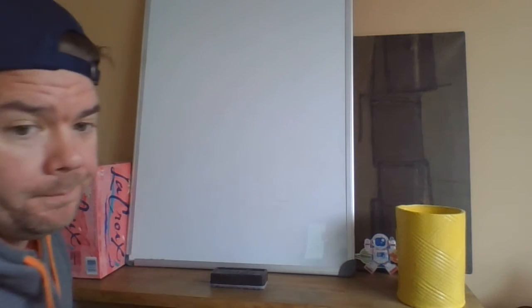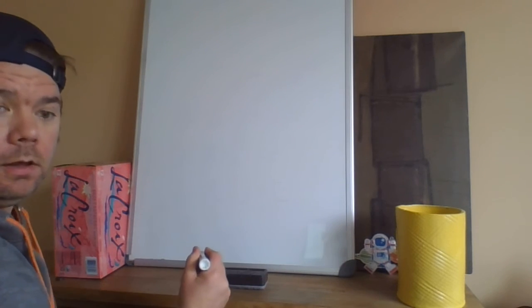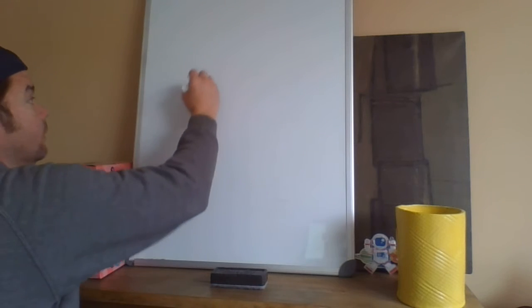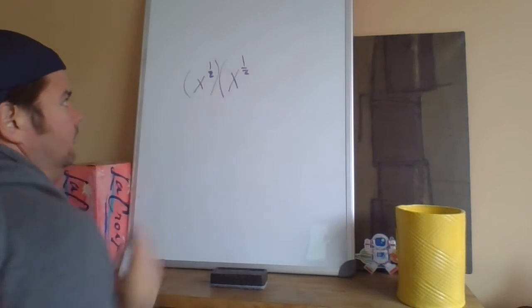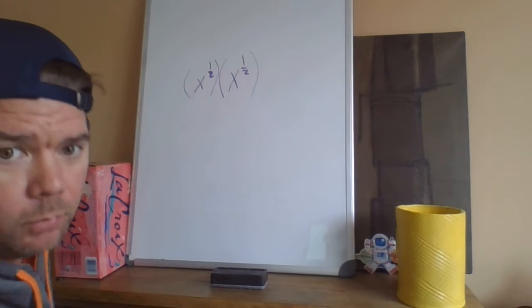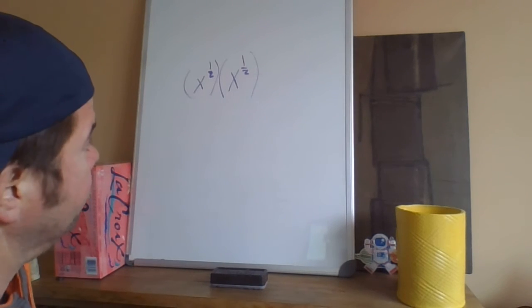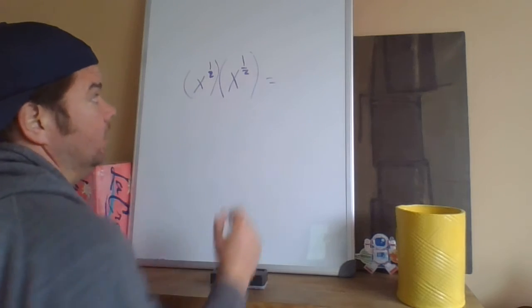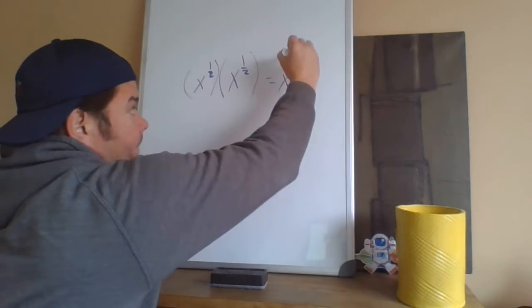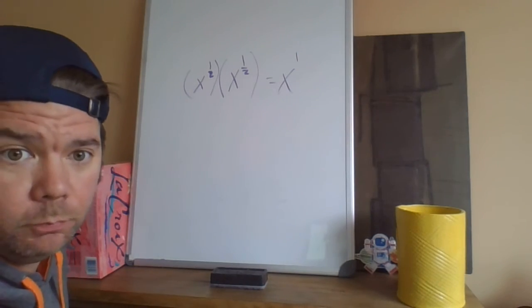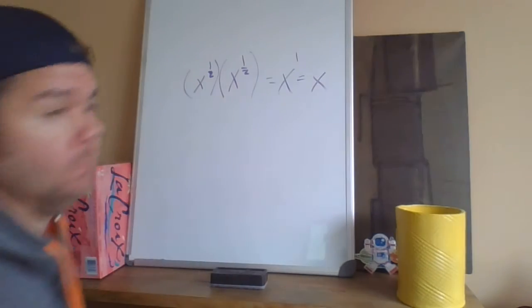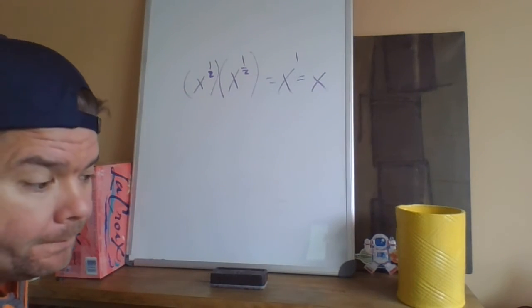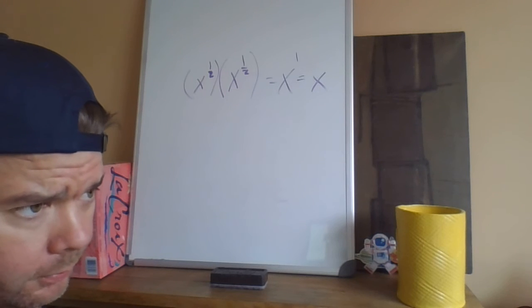So if I have x to the 1/2 times another x to the 1/2, well, same bases, add the exponents, 1/2 plus 1/2 is x to the 1st, which low-key is just x, okay? What about 1/3?